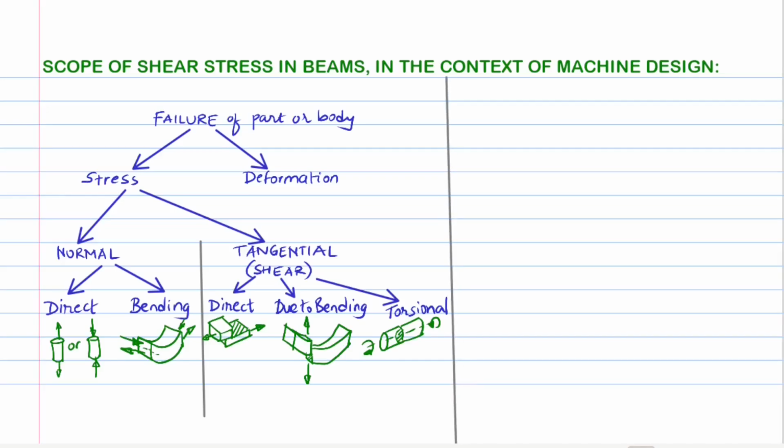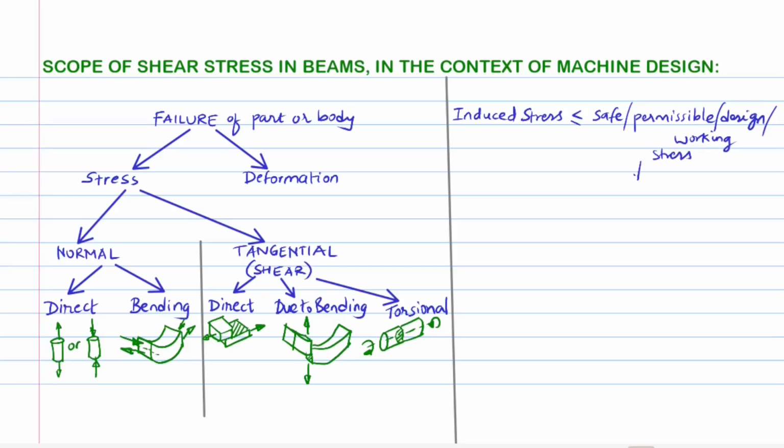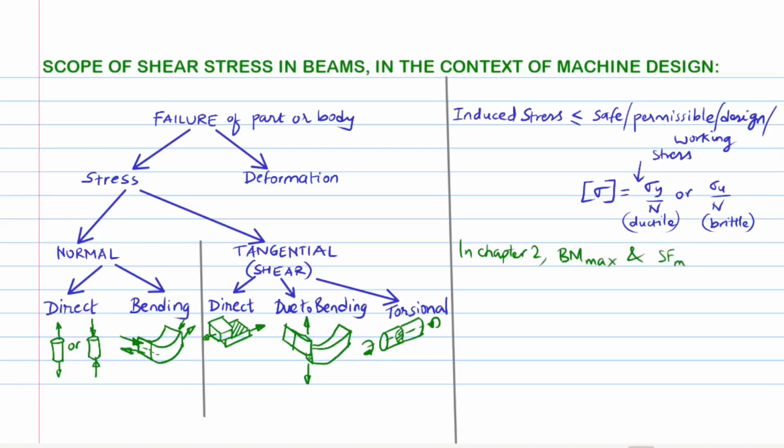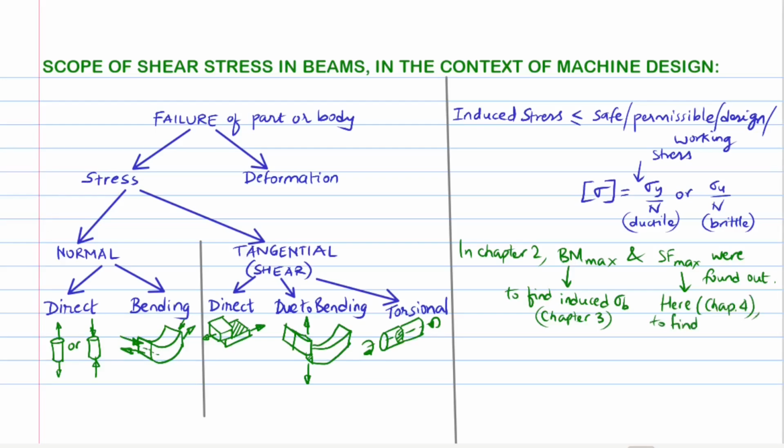As a designer, we aim to ensure that the induced stresses always remain within the permissible safe design or working stress, which is given by the actual failure stress, that is the yield stress in ductile material or the ultimate stress in brittle material, over the margin or factor of safety. In chapter 2 of this course, we found out the maximum shear force and bending moment developed in beams. Further, we used this value of the maximum bending moment to calculate the induced bending stress in the last chapter, that is chapter 3. The maximum shear force as calculated in chapter 2 is now considered to find out the maximum shear stress set up in beams.